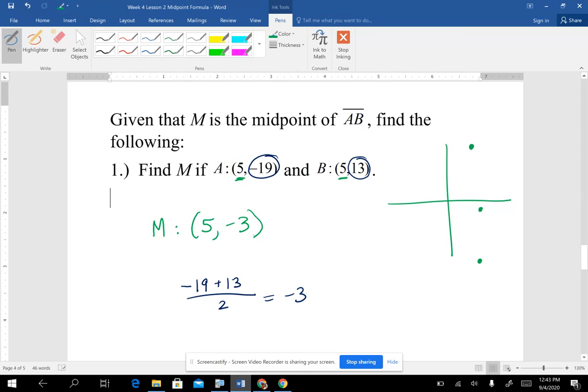So our midpoint is at 5, -3. What I always do to double check is I just make sure that that makes sense. I make sure that -3 really is in between -19 and 13, and it is.